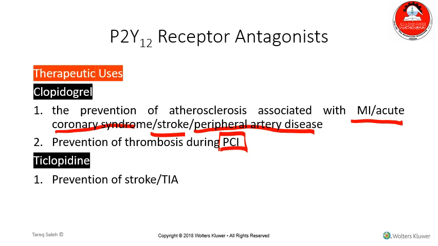However, we usually reserve ticlopidine as a last resort drug, last line, because it is associated with lots of adverse effects. So we only use it when the other therapies have failed.